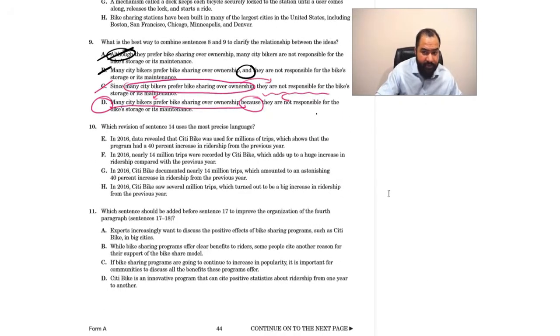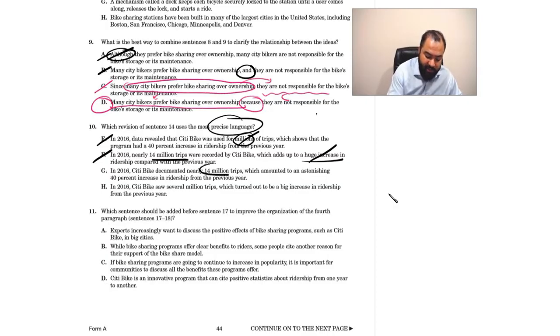Number 10 says, which revision of sentence 14 uses the most precise language? You know, we already talked about how precise works. It says in 2016, the data revealed the city bike used millions. Again, we don't know how many millions. That's not precise. F says 14 million trips. Okay, that's good. Recorded in city bike, which adds up to a huge increase in percentage. But again, we don't know what percentage. So that's not precise. In 2016, city bikes documented nearly 14 million trips. That's precise. The amount of increase of 40%. That's also precise. So we're going to go with G.